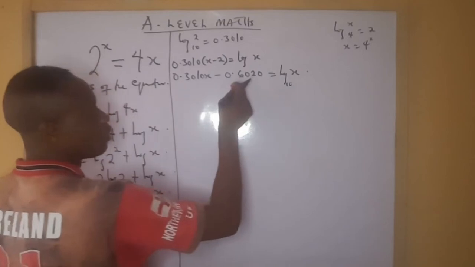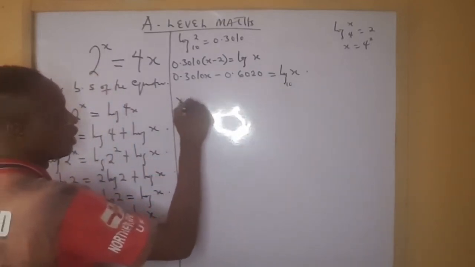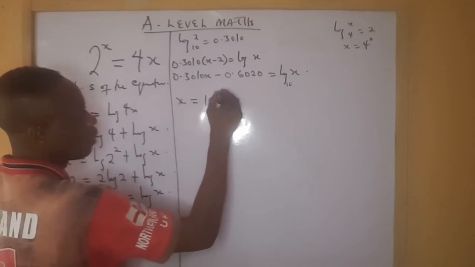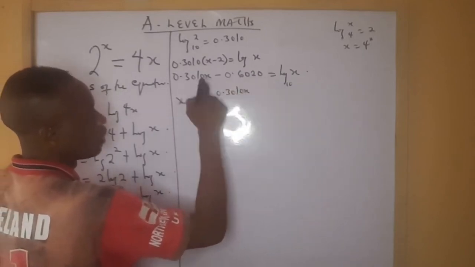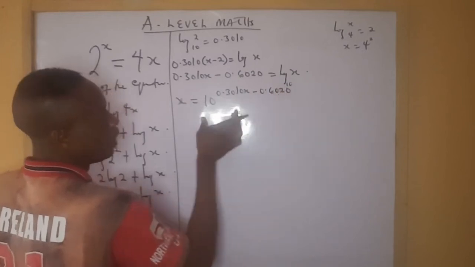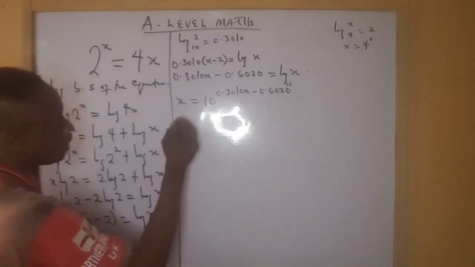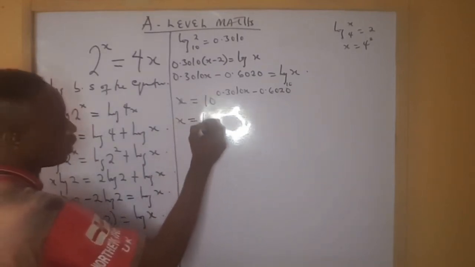So if I bring this 10 to this side, I'm going to have x left here. So I can really say x is equals to what? 10 raised to power 0.3010x, then minus 0.6020. You are comparing this with something like this here. Am I communicating? So if I split, this is going to give me x equals to this one.